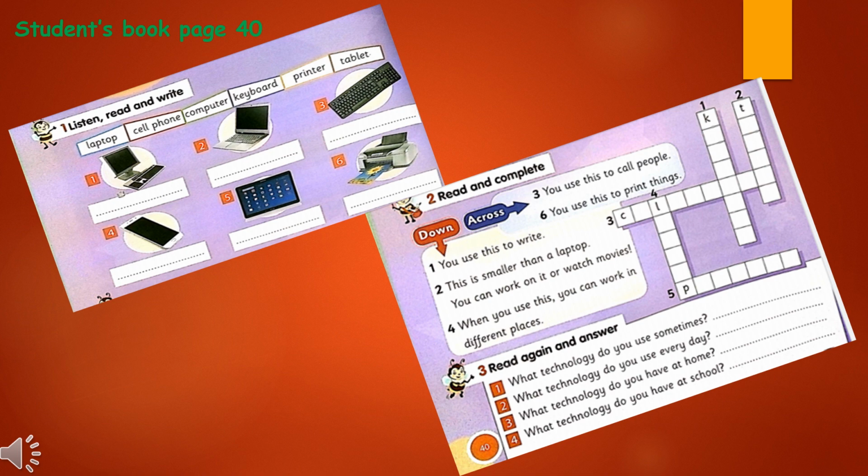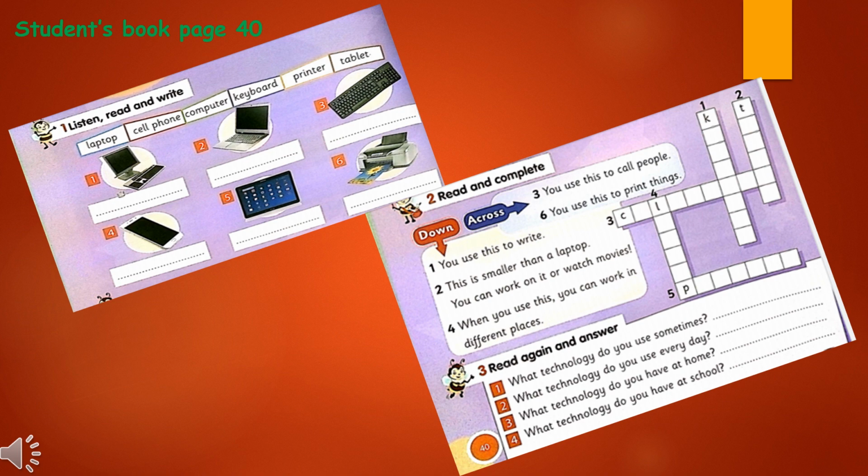On page 40, we are going to deal with the items that we use in communication. The items or the means of technology that we use in our daily life. Let's see what they are. Let's read the words first and then we will write the words under each picture.